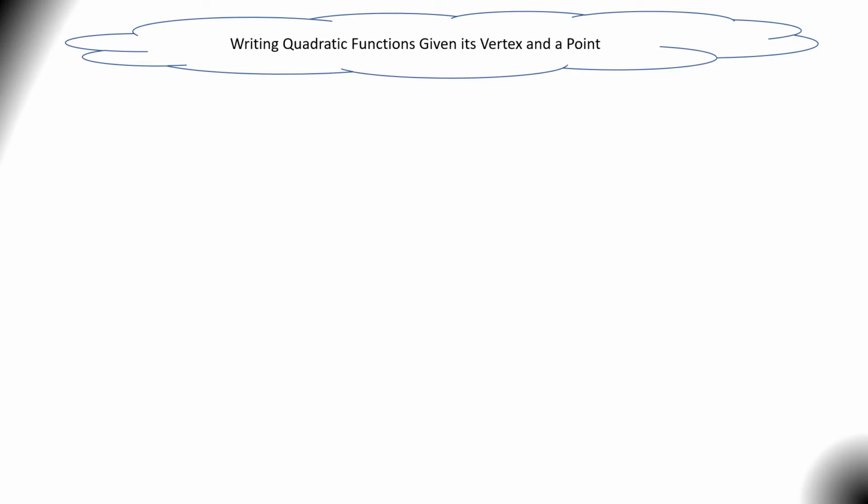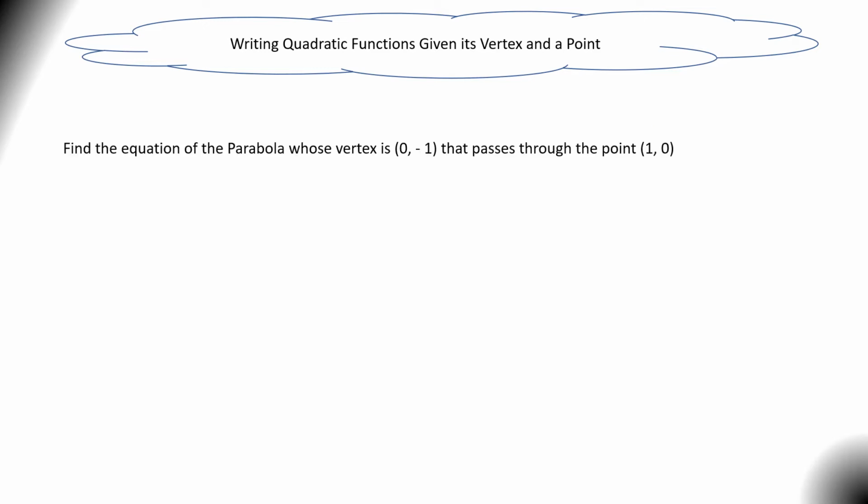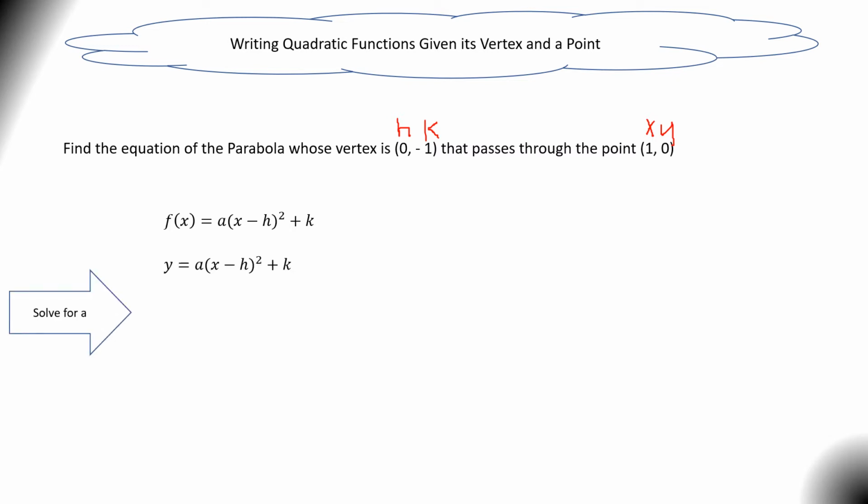Okay, next. Find the equation of the parabola whose vertex is (0, negative 1) that passes through the point (1, 0). Ulit natin, ito ang value ng h, ito yung value ng k, at ito yung value ng x and y. Okay, by using the quadratic function vertex form, ayan, substitute lang natin yung value ng y, x, h, and k for solving a.